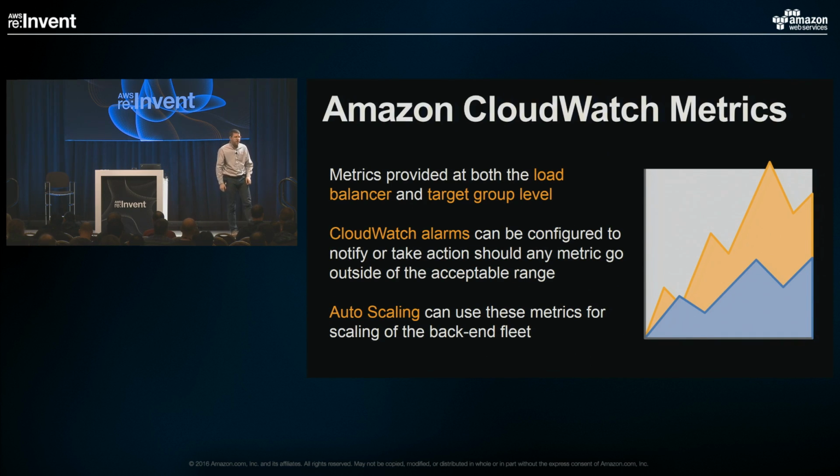And metrics are provided with application load balancer at both the global application level, at the load balancer level, as well as at the target group level. Again, you want to be able to see metrics at the target group level because those are different applications. They're going to behave very differently. And you can configure CloudWatch alarms. You can also integrate with auto scaling. So any one of these metrics, you could integrate with auto scaling and say, if that metric spikes, scale up. If it goes down, scale down.